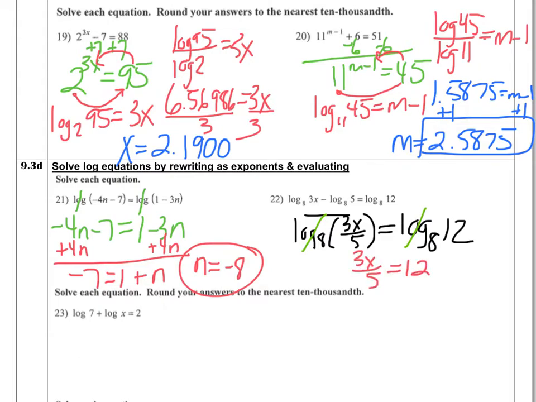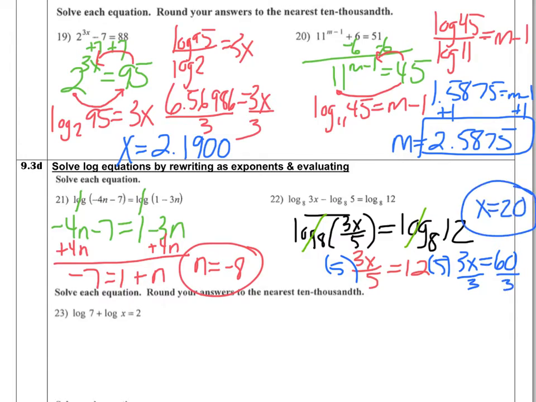To solve for x, let's multiply both sides by 5. When we do that, we're therefore going to get 3x equals 60. Now divide by 3 on both sides, and now we get that x is equal to 20. And that's our final answer.